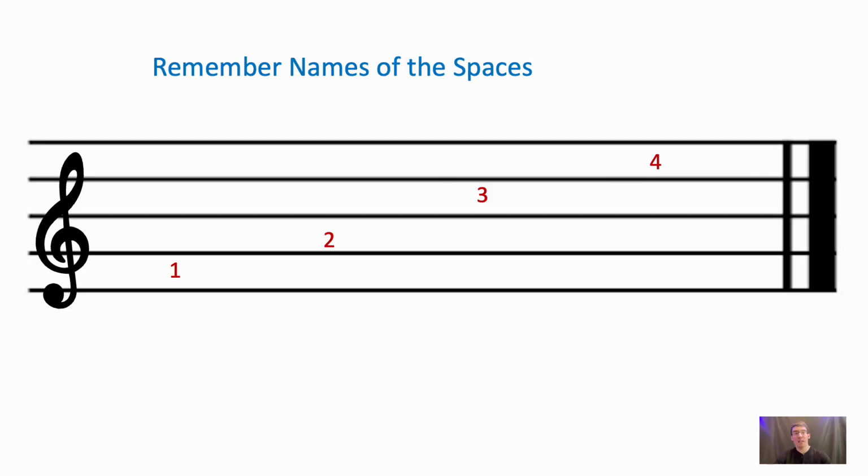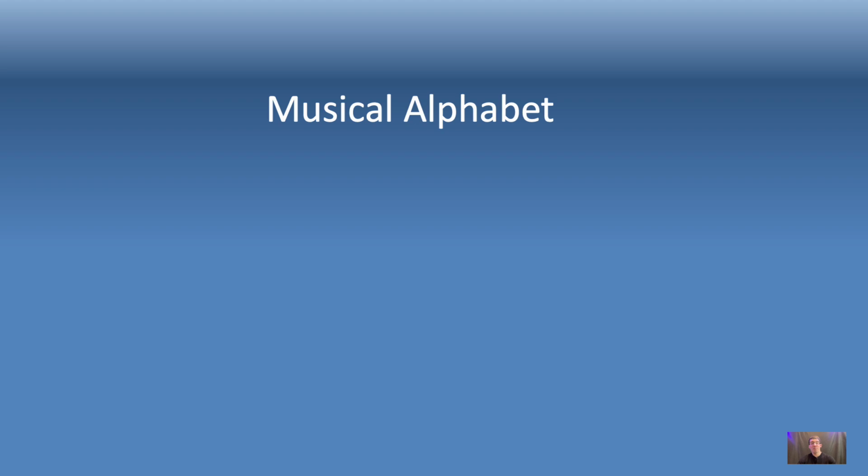I am moving on. This is how you remember the names of the spaces. F, A, C, E, which spells the word face. Again, if you need to pause this video in order to write down these notes or the names of these spaces, or if you need to take a picture, you can.